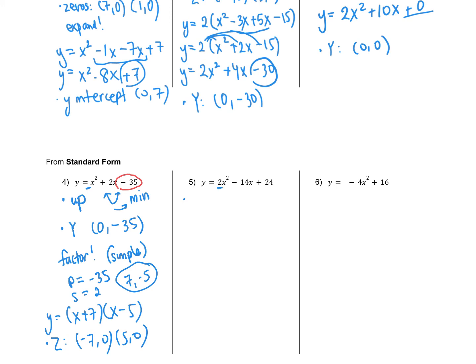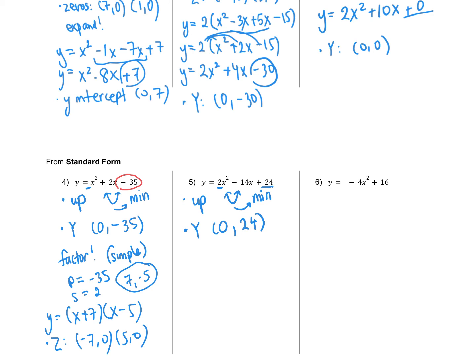So this once again opens up because the 2 is positive, which means we have a minimum. I know I don't have to draw the sketch each time because at this point we've seen it so much, but I like to do it. Your y-intercept is the constant, which is the 24, so (0, 24). And now we have to factor.